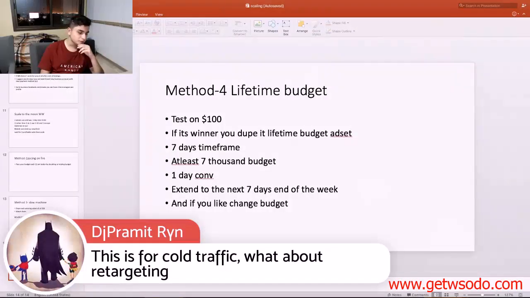This is for cold traffic. What about retargeting? For retargeting, if you have time, you can do DPAs. If you're scaling high, you can use shoelace. But shoelace is not as good as DPAs. I really hate using shoelace. But it's the only option to work with time.